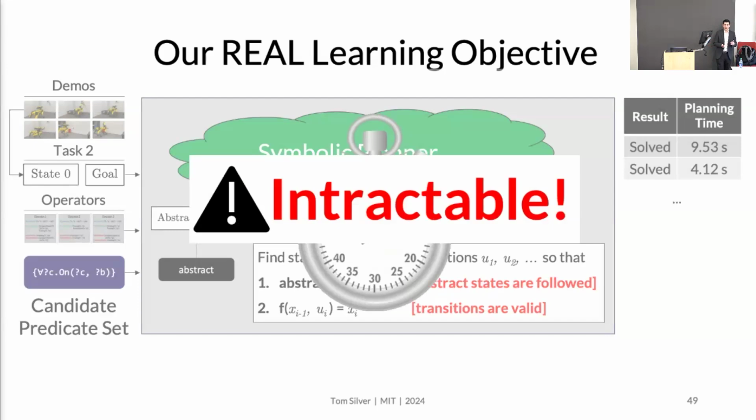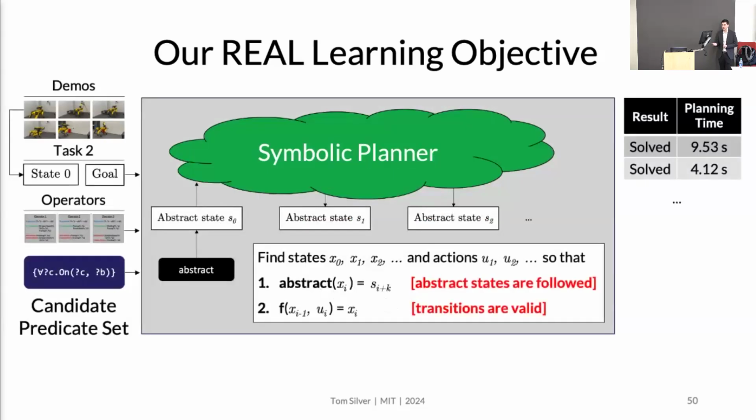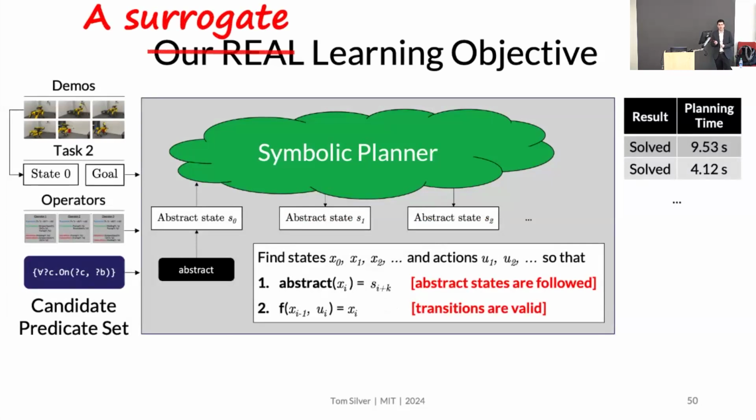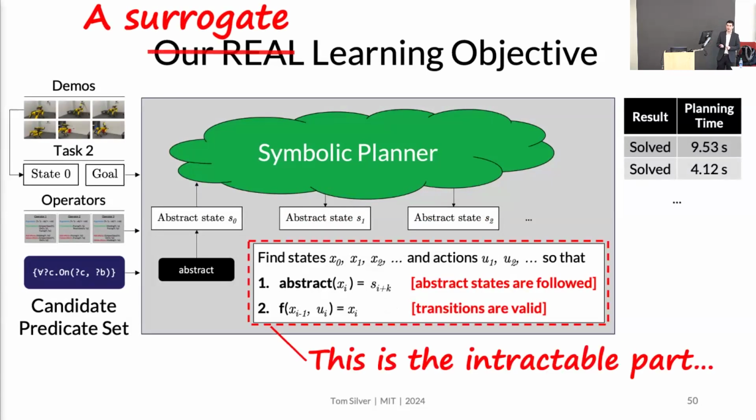The problem, though, is if we were to actually use this real objective inside of a hill climbing search, for example, it would be completely intractable. It would just be way too slow to do this in practice. So what we're going to do instead is introduce a surrogate objective, which is faithful to this real objective, but is actually tractable to evaluate.